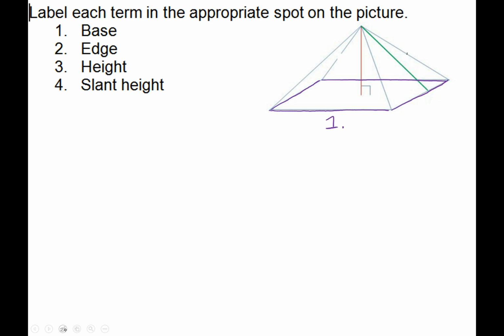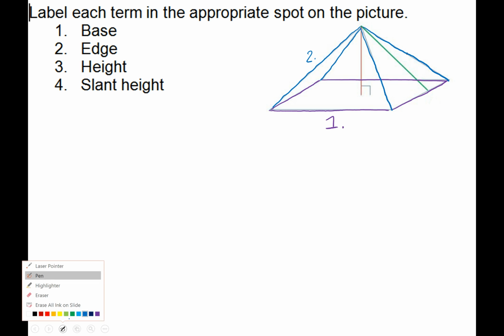Not to be confused with the word edge. Edge is referring to the line where two faces meet. So there's an edge. This would be number 2. This would also be an edge. This one back here would be an edge, and this one over here would be an edge. So those are the edges, any place where the two faces meet.